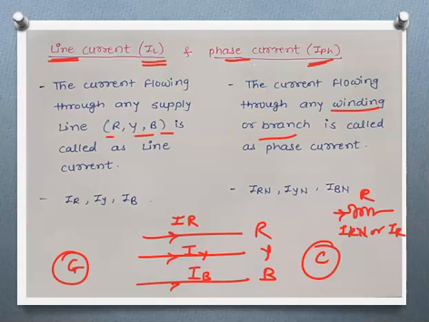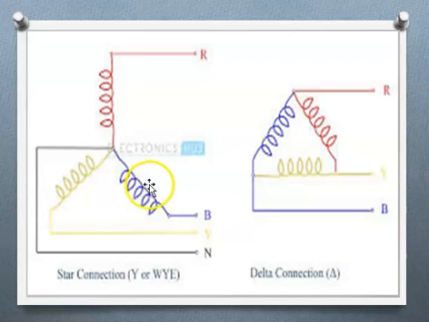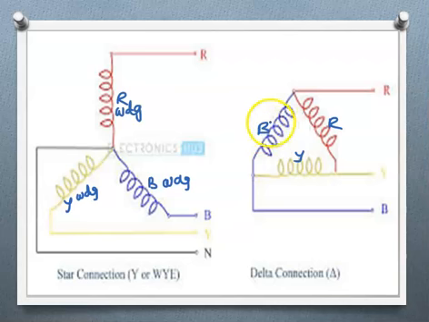Let's see this for the different types of connection we have discussed. We have discussed the star connection and delta connection. Here, this is the R phase winding, this is the Y phase winding and this is the B phase winding. Similarly, here R phase winding, Y phase winding and B phase winding are connected in delta. Here it is connected in star.